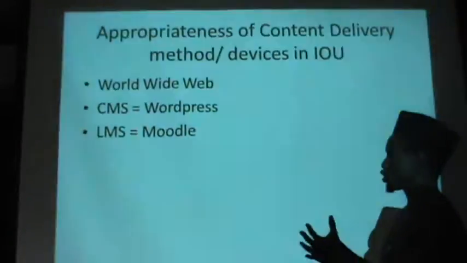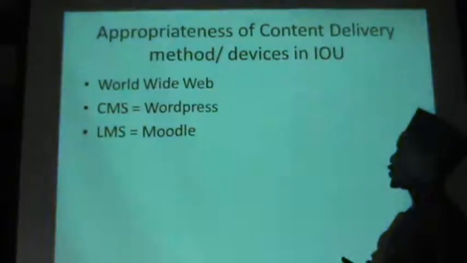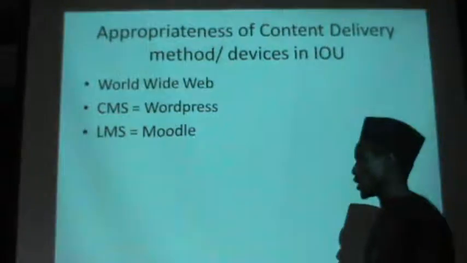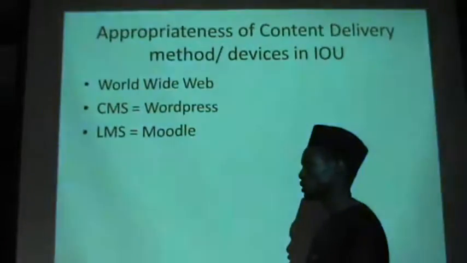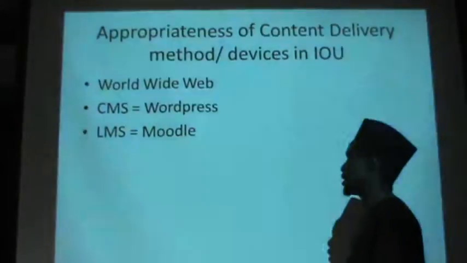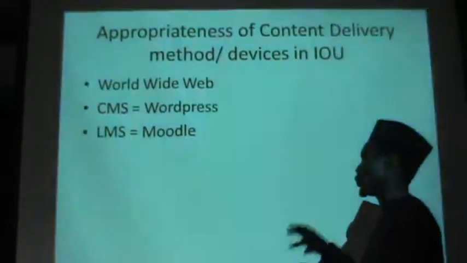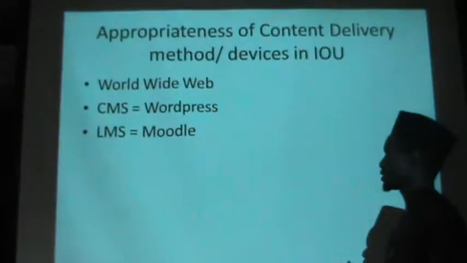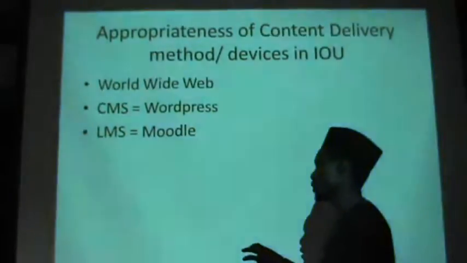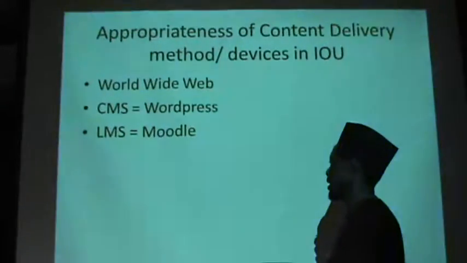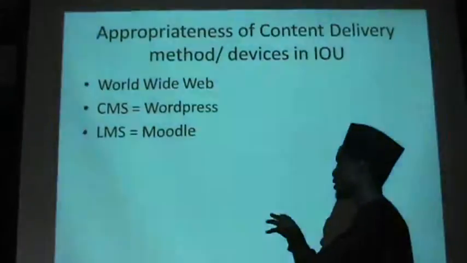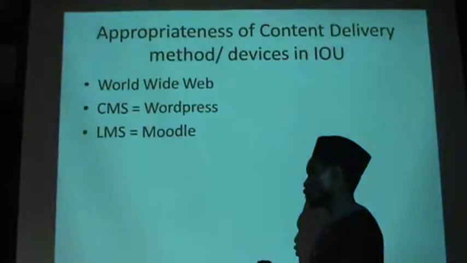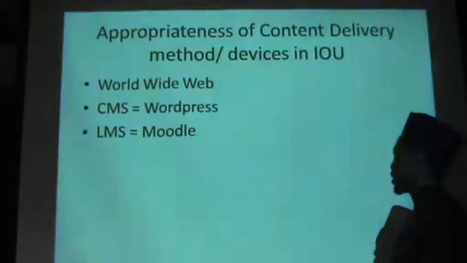Then finally, the appropriateness of the content delivery method used in Islamic Online University. The devices or the methods are very appropriate because, 1, they are using the World Wide Web, which is the network of all computers in the world, so everybody can have access to it. Then the content management system they are using is WordPress, which is very flexible and a very good content management system. And the learning management system is the most popular one used in any setup of education, that is Moodle. They are using Moodle in Islamic Online University.